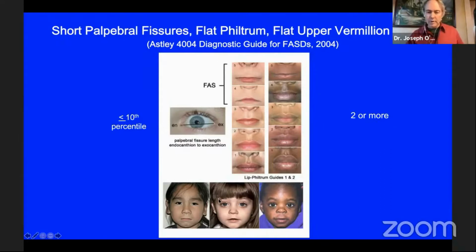Here are some children down here who have FAS. It's been said that children with FAS resemble each other more than they resemble their own unexposed siblings. And you can see that across races and ethnicities, a kind of similarity in these facial features.